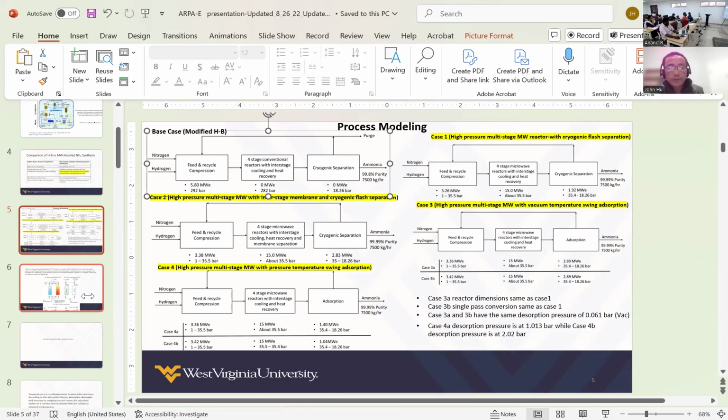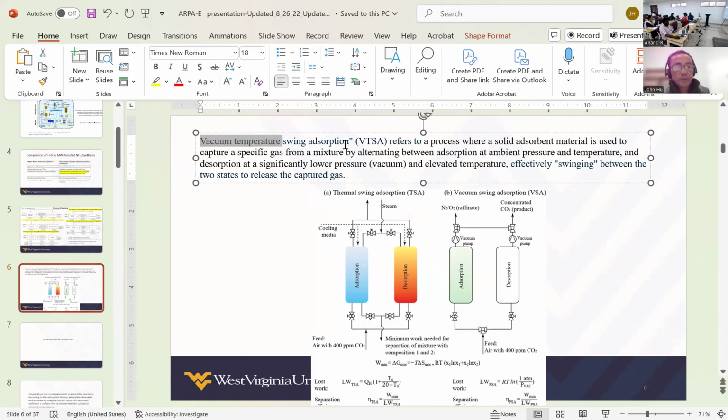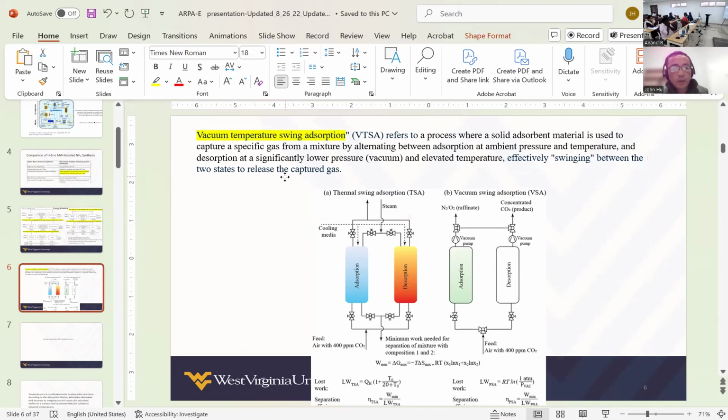All right, I want you to take 1 minute to read it. It's called vacuum temperature swing adsorption, VTSA. I'm not sure if the audience is familiar with the vacuum temperature swing operation. If anybody has heard of it, I don't have to explain it to you, but I want to make sure you understand the process.